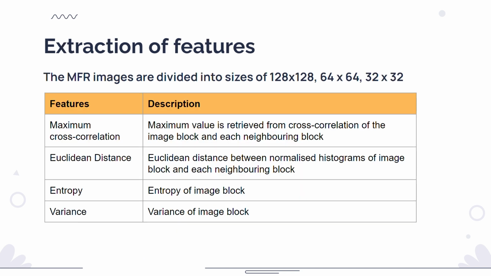The MFR images are then divided into image blocks with sizes of 128 by 128, 64 by 64, 32 by 32. The joint statistics of image blocks with its neighboring blocks, which are maximum cross correlation and Euclidean distance, are extracted, along with entropy and variance. These features are then used to build the final feature set.